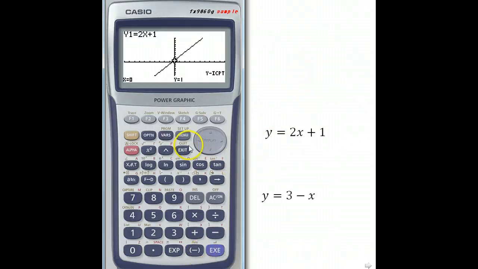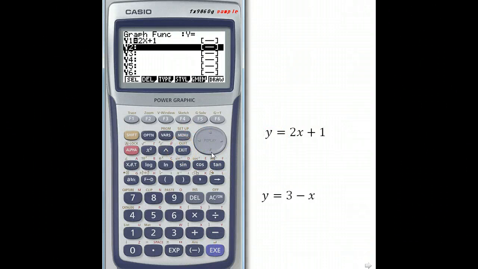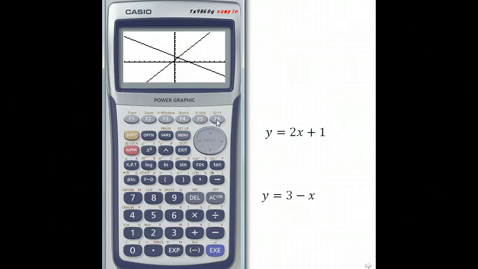So let's go ahead and add a second equation. Here's the other line. I'm going to draw a graph of y equals 3 minus x. So we've gone up here, we've gone to a second function. As you can see, we can input several functions. 3 minus x, and I go up here to draw. And as you can see, I now have my second line drawn.